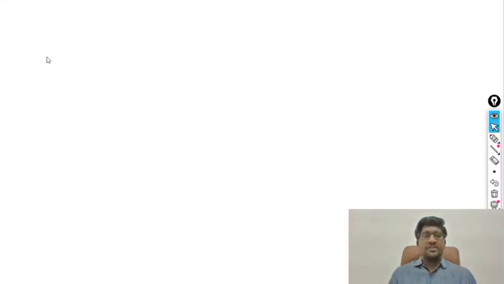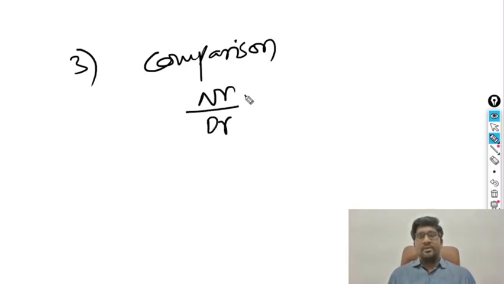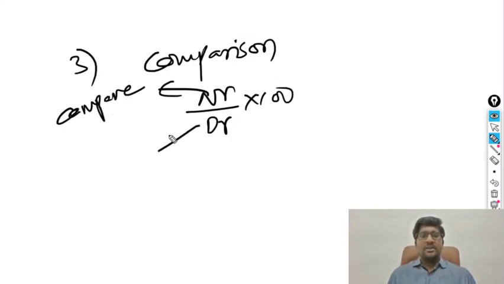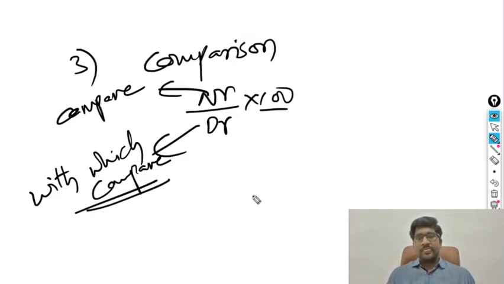We have also seen the third technique, and the third technique is all about comparison. How would we compare two quantities mathematically? The one which we compare is the numerator, and with which one we are comparing is the denominator, into 100. So what do we write in the numerator? The one which we compare. And in the denominator, with which one we are comparing, the reference, into 100.